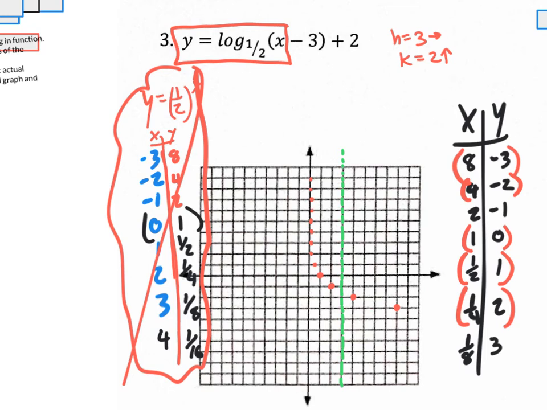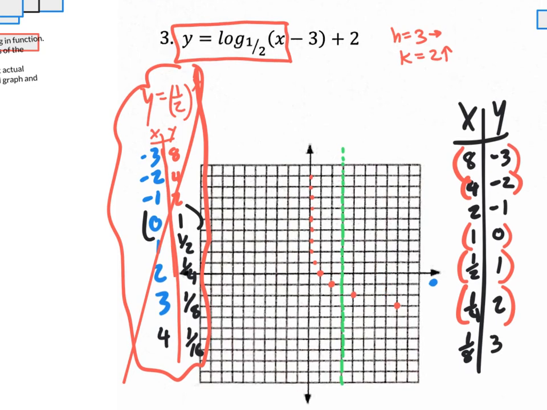So this coordinate right here, 3 to the right and 2 up, I'll be off the graph, but I'm going to plot it anyway. If I go this one, 3 to the right and 2 up, I'll be right there. And move them all over, 3 to the right and 2 up. And you'll end up with this blue graph on that new asymptote of x equals 3.